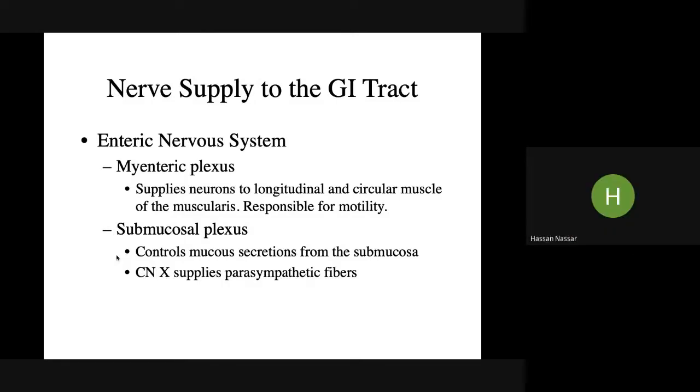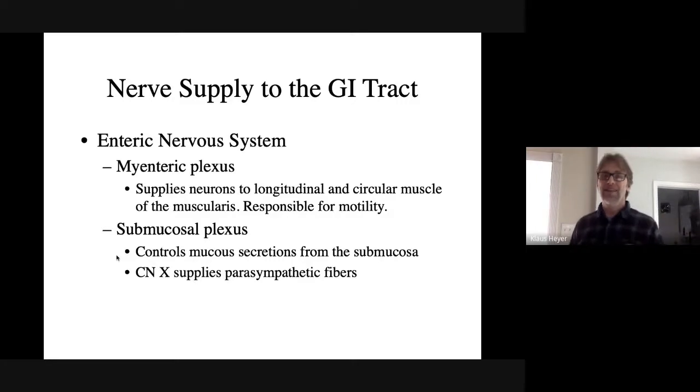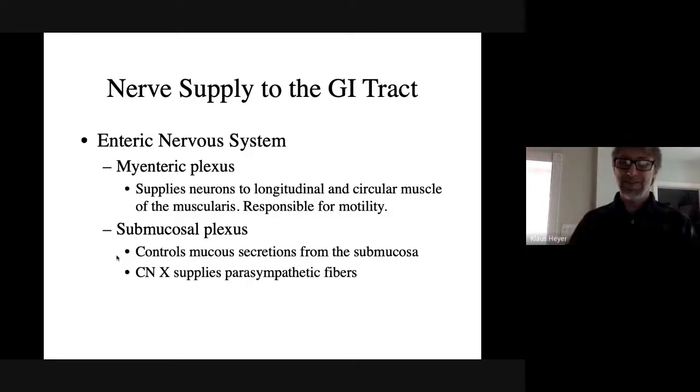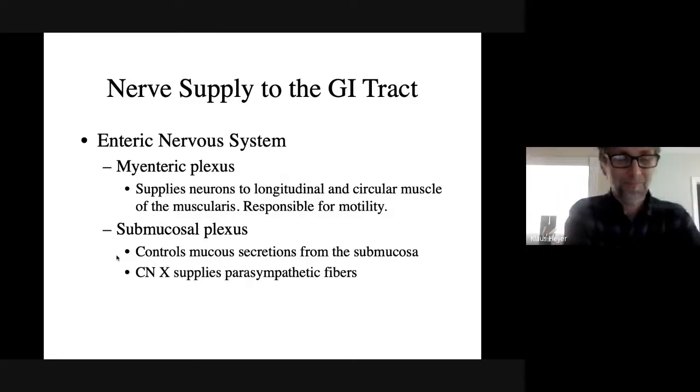Is that what Pavlov was testing with the dogs? Yeah, the classical conditioning.